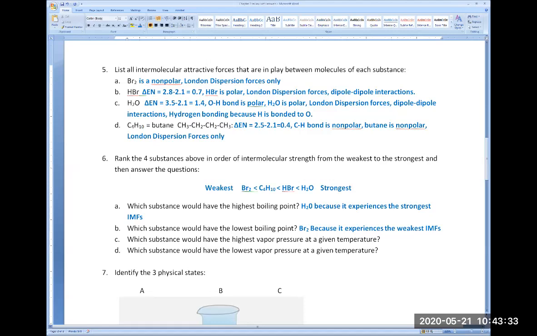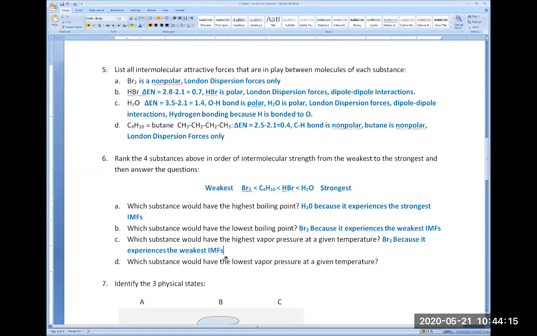So which substance would have the highest vapor pressure? Br2, right? So Br2 would be the one that has the highest vapor pressure above the liquid, because it's not held so strongly together. So you will have vapor above the liquid more easily than, for example, in the case of water. And the reason would be the same, because it experiences the weakest intermolecular attractive forces.